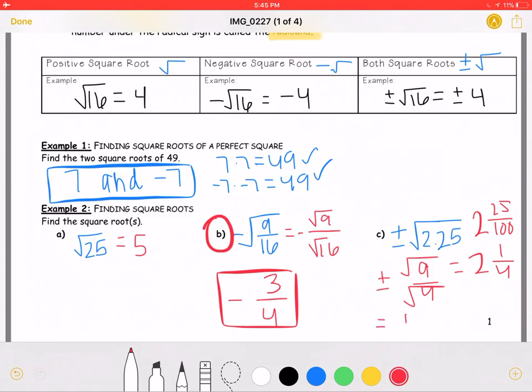And those are perfect squares. Square root of 9 is 3. Square root of 4 is 2. So positive and negative 3/2. Maybe you want to change it to a mixed number. Maybe you even want to change it to a decimal. I would accept all of those answers.